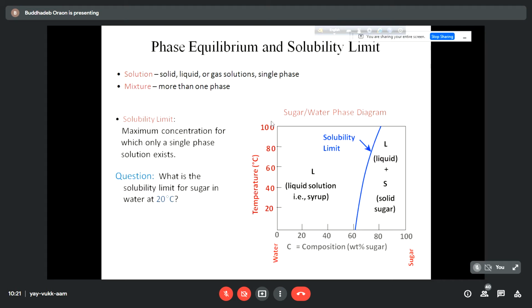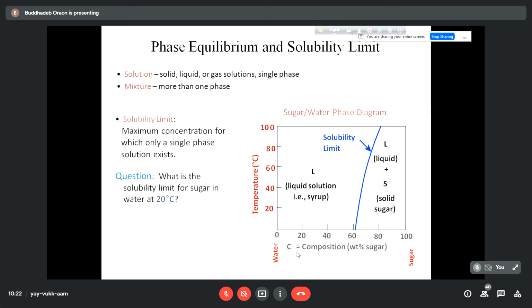So if we try to draw a diagram like this, see, in the x-axis you are taking the composition and in the y-axis you are taking temperature. With respect to temperature, you see the solubility limit of sugar varies. So in the x-axis you are increasing the composition or weight percentage of sugar, and in the y-axis we are taking the temperature. And if we try to draw a diagram taking the solubility limit. Solubility limit means basically the maximum concentration for which only a single phase solution exists.